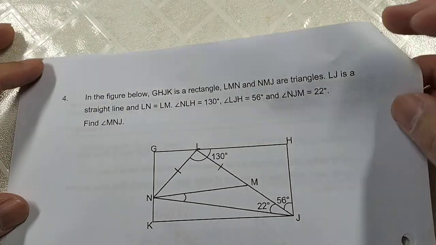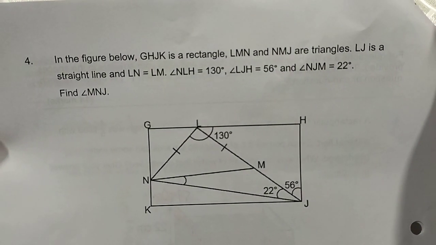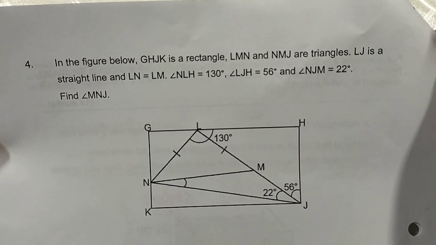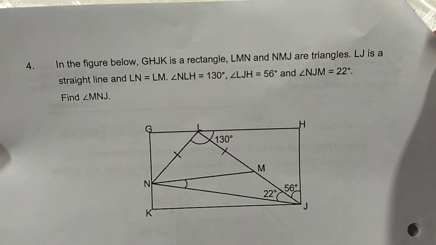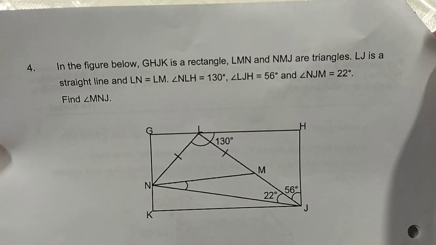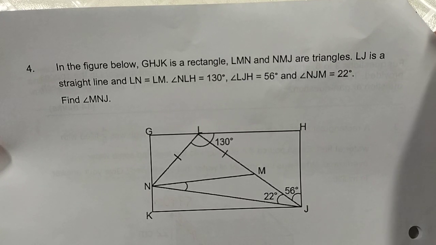In the figure here, GHJK is a rectangle, LMN and MNJ are triangles, LJ is a straight line, and LN is equal to LM. Angle NLH is 130 degrees. Angle LJH is 56 and angle NJM is 22 degrees. Find angle MNJ.